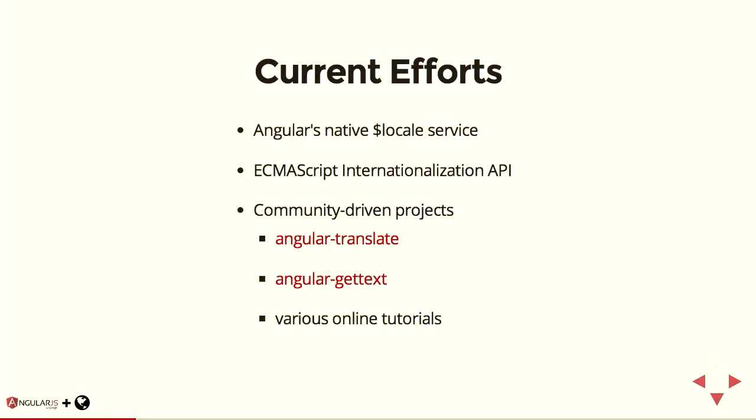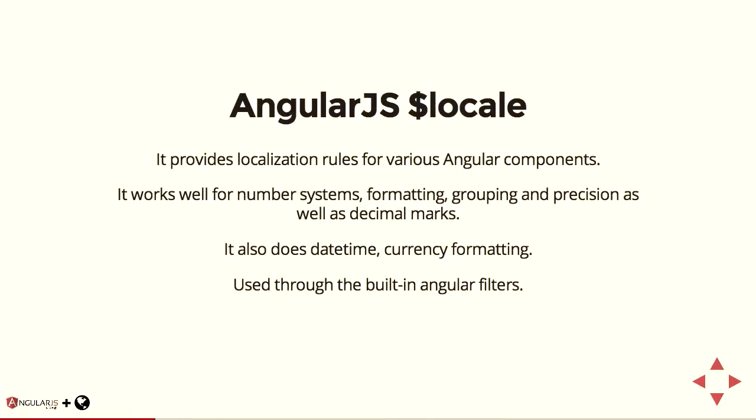So let's talk a little bit about the current efforts within the context of Angular. Right? There's a lot of stuff with jQuery. There's a lot of stuff with other libraries, but we'll talk about the confines of Angular. So first, there's the $locale service that AngularJS natively provides, which is pretty simple. Then there's the ECMAScript Internationalization API. That's this sort of standard that's not been ratified. It's only present in a few browsers, and it's not entirely polyfillable. And then there's community-driven projects like, I'm sure you've heard of, Angular GetText or Angular Translate. And then there's other online tutorials that will walk you through some of the things that are involved in building out a solution. So let's look at $locale, right?